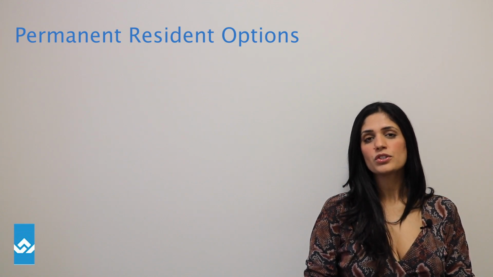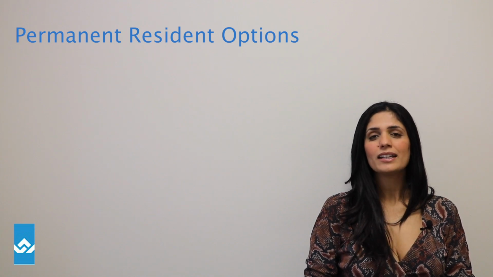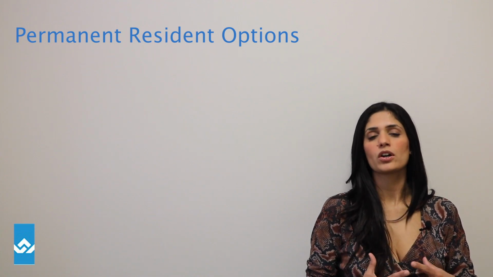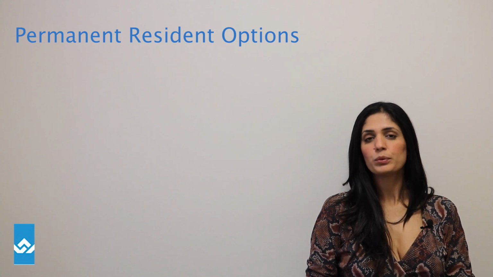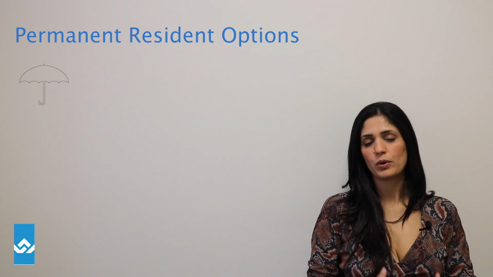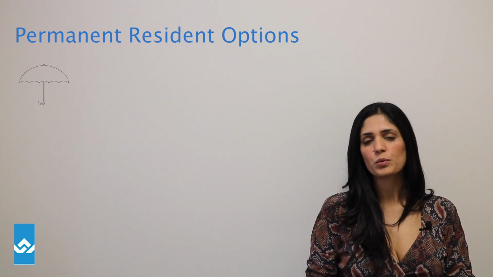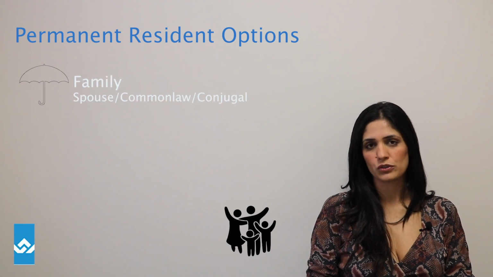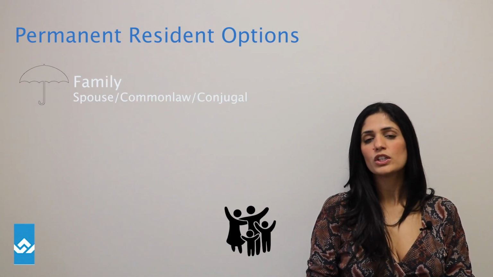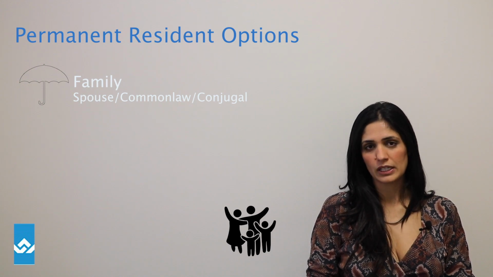Now, in order for you to understand what kind of options are available, I can narrow the PR options for you. There are really four big umbrellas if you look at the immigration policies. Not in any particular order, but first one, you can look at family sponsorship. Under this, usually it is your spouse or your partner that can sponsor you to Canada.